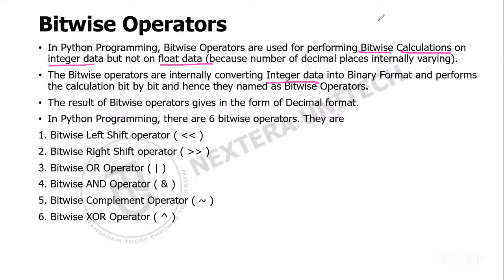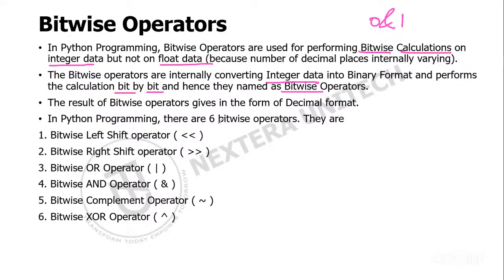What does binary format mean? Zeros and ones. After converting the integer value to binary format, it starts performing the calculation bit by bit. That is why they are named bitwise operators.